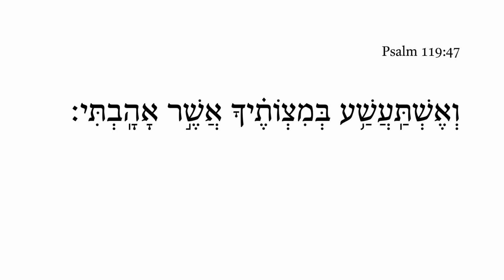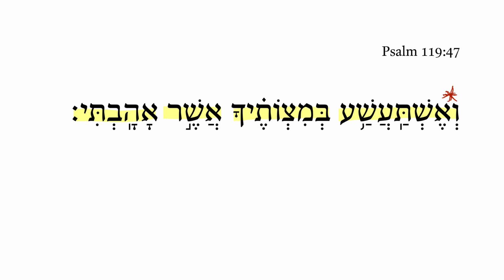Psalm 119, verse 47. Ve'esh ta'asha b'mitzvotecha asher ahavti. Now, I want to translate this one today. You might notice from the very get-go that this verb is messed up, so that's going to take a little bit of explanation. So let me translate this here.